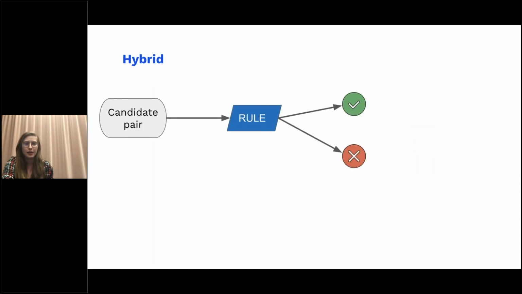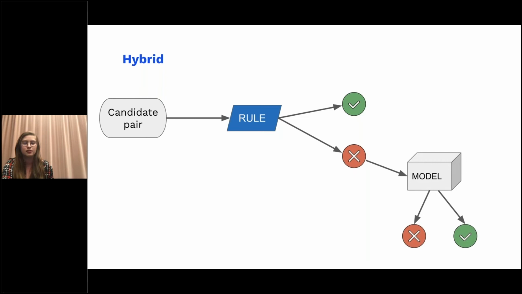We could also have a hybrid architecture, where let's say we have our candidate pairs, we do the rule-based approach, we decide yes or no, but if it's a no, let's say we don't want to just discard it, so we try to put it through a model and see what the model says as well. Does the model also say it's a no? Or maybe it could be yes. You could also put them the other way around or create different architectures, but that's one example.